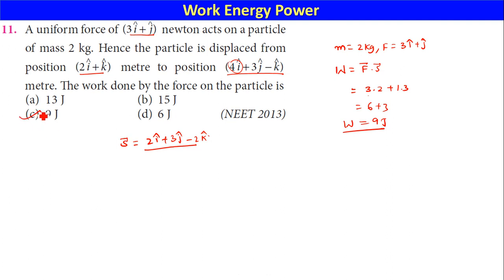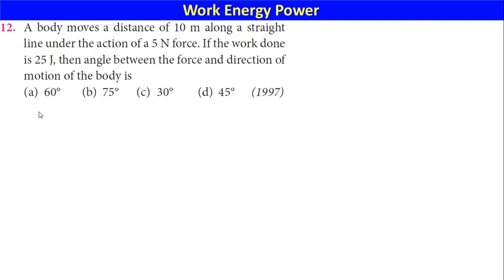Clear now? Next. A body moves a distance of 10 meters, displacement or distance, you can say 10 meters along a straight line. So straight line means the distance and displacement will be same. Under the action of a 5 newton force in the same direction, it seems. Next, the work done is equal to 25 joules.